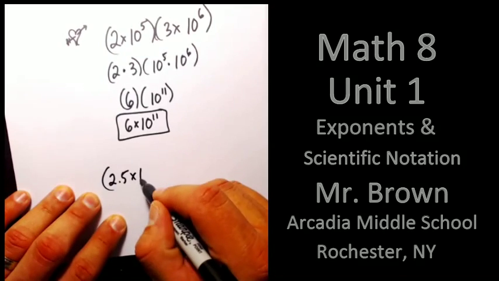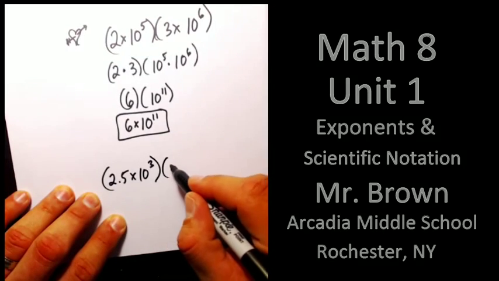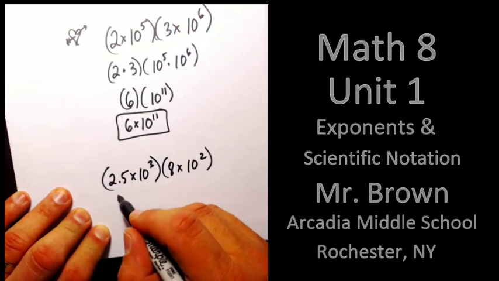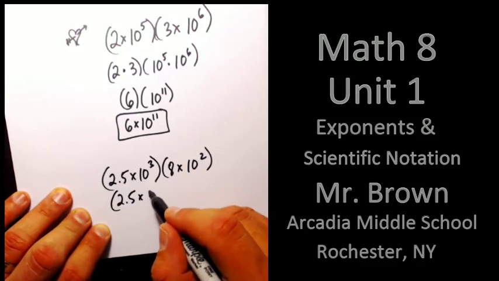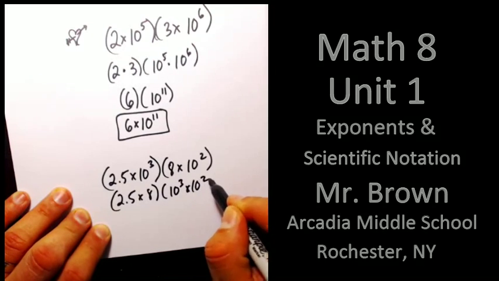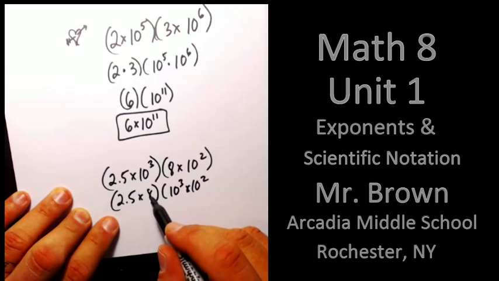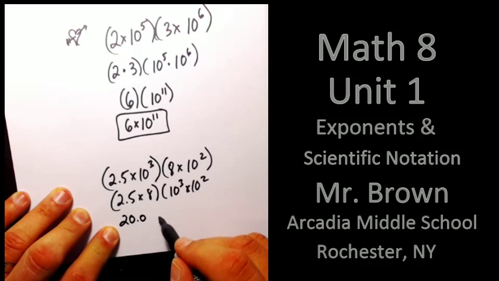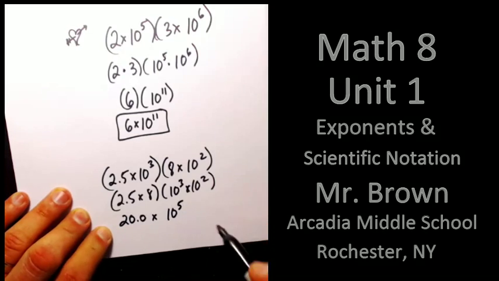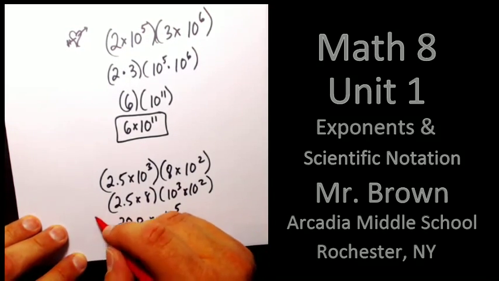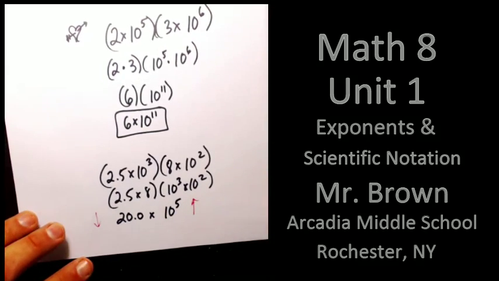If we did a similar problem, like 2.5 times 10 to the 3rd times 8 times 10 to the 2nd, you would actually go like this. Same thing, 2.5 times 8 and 10 to the 3rd times 10 to the 2nd. 8 times 2.5, you'll find out is actually 20. And 10 to the 3rd times 10 to the 2nd is 10 to the 5th. This is not correct scientific notation anyways. So this has to become lower and that has to become higher.